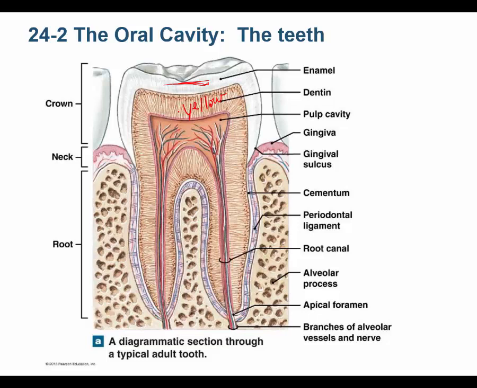Otherwise, I'll show you the deciduous teeth and the permanent teeth, and we're not going to talk a lot about teeth here. When you take microbiology, if you haven't already, you'll talk about bacteria that are down in your gingiva and cause what we call gingivitis. We'll talk a lot about some of those bacteria in microbiology.